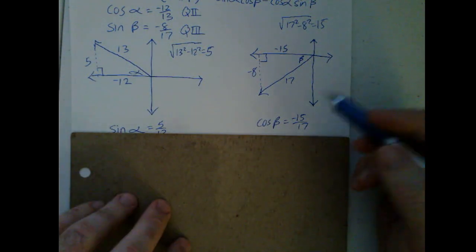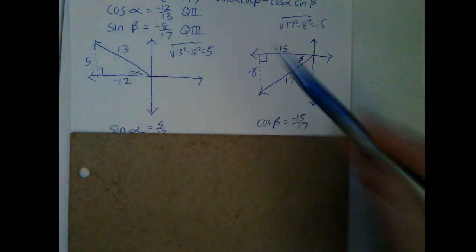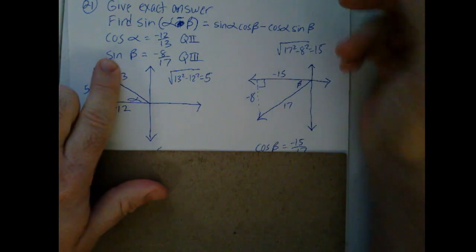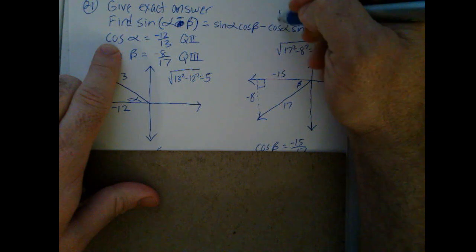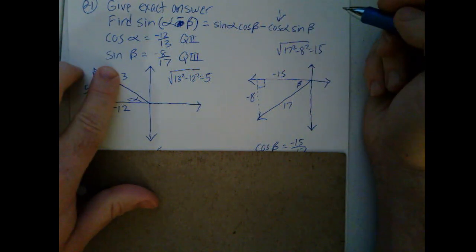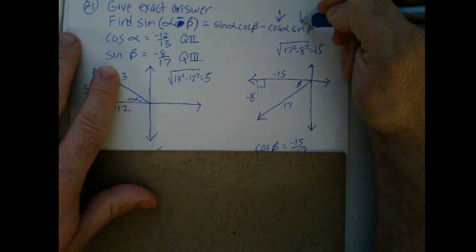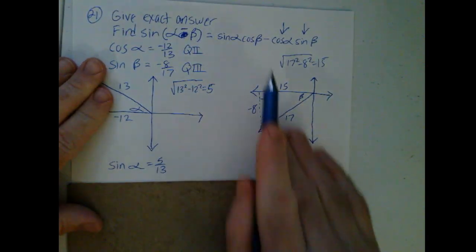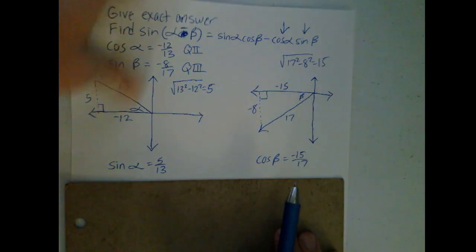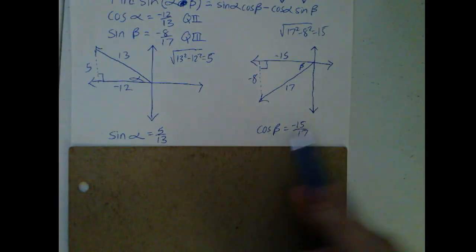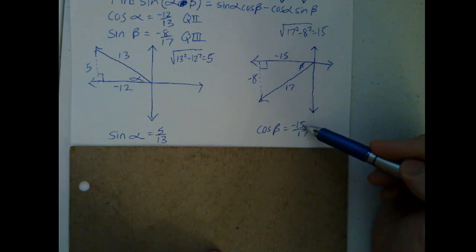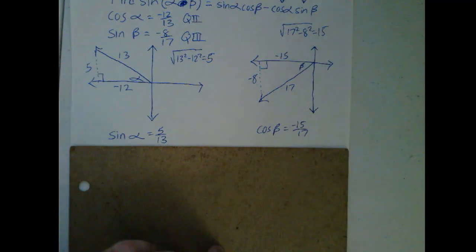Okay, so then we know sine of beta, but we want to find cosine of beta because we want to fill in this formula right here. We are given cosine of alpha and we're given sine of beta, but we got to find sine of alpha, which we found right here, and we got to find cosine of beta, which we're going to do right here. So cosine of beta equals adjacent, negative 15, over hypotenuse, which is 17.